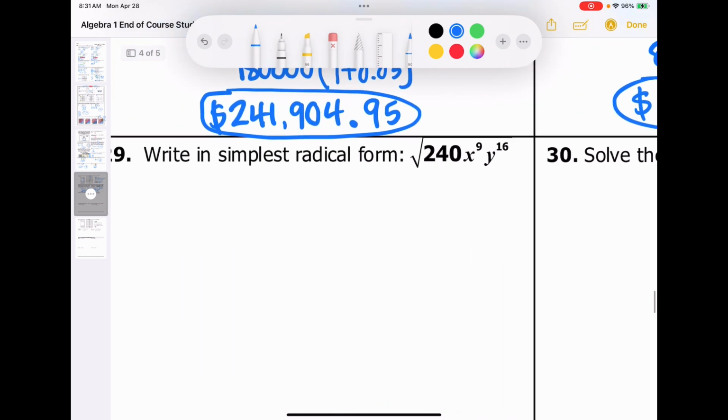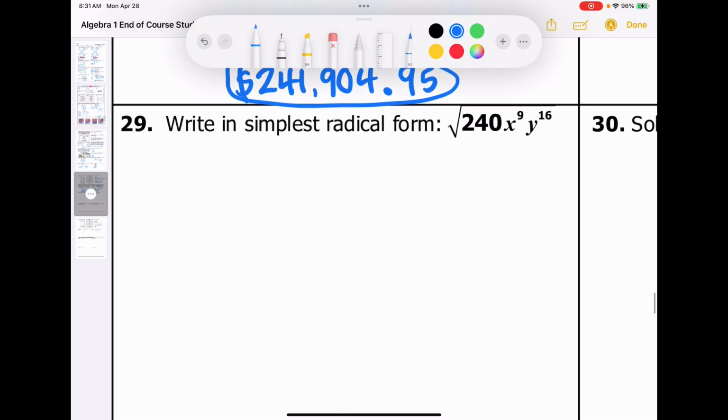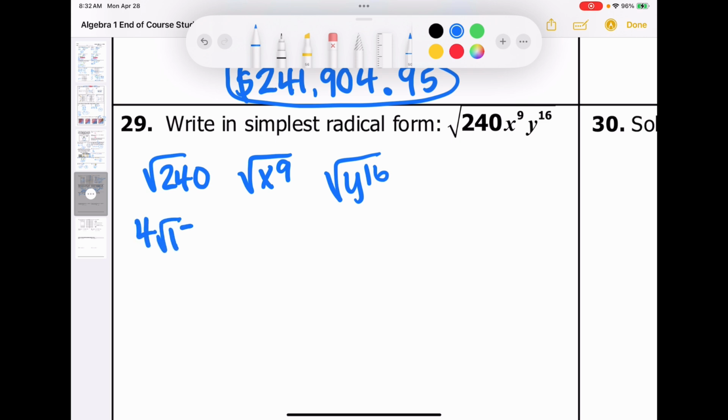All right, next in Unit 5, we talked about simplifying radicals. So we have the square root of 240 x to the 9th y to the 16th. So I like to break everything up. So square root of 240, square root of x to the 9th, and square root of y to the 16th. So square root of 240, I can simplify that in my calculator, which gives me 4 square root 15. So I'm going to underline that because that's completely simplified.